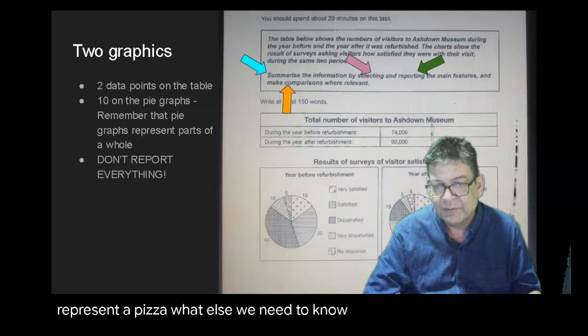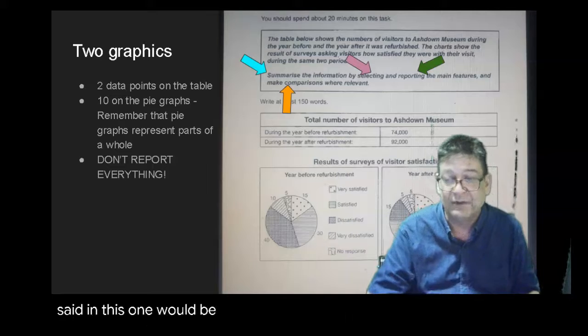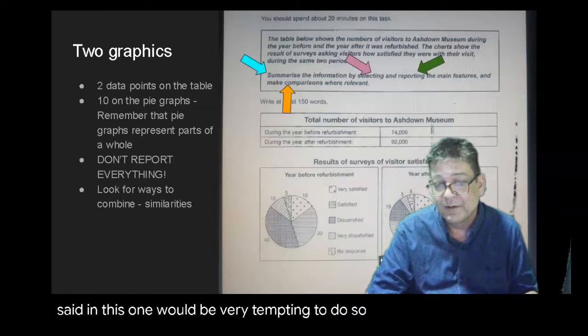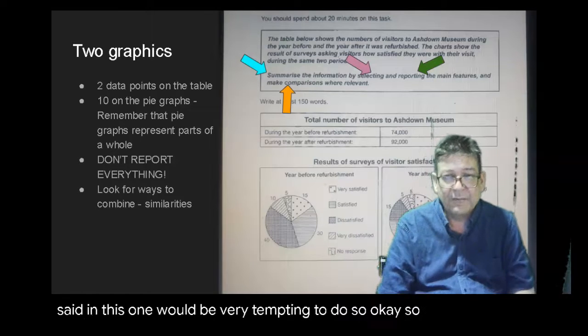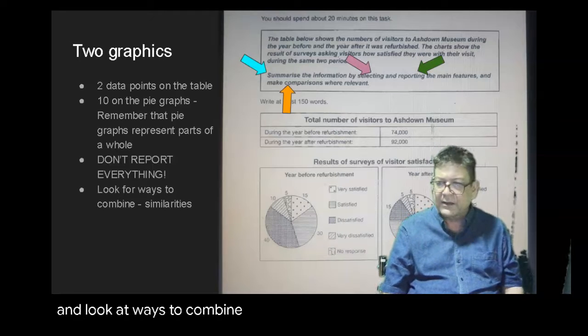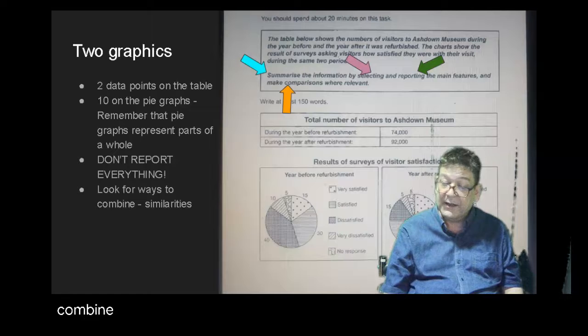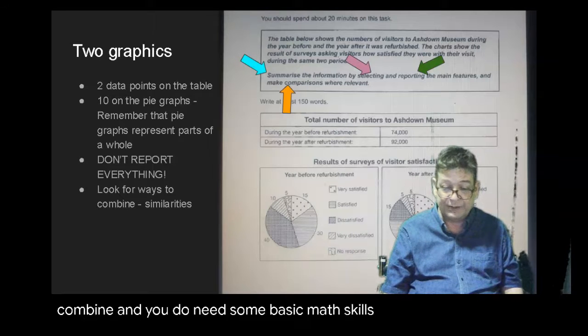What else do we need to know? Don't report everything, as I said. And this one would be very tempting to do so. Okay, so now look at this and look at ways to combine the categories. There's nothing to combine in the table, but in the pie graph, yes, it's quite easy to combine, and you do need some basic math skills here.